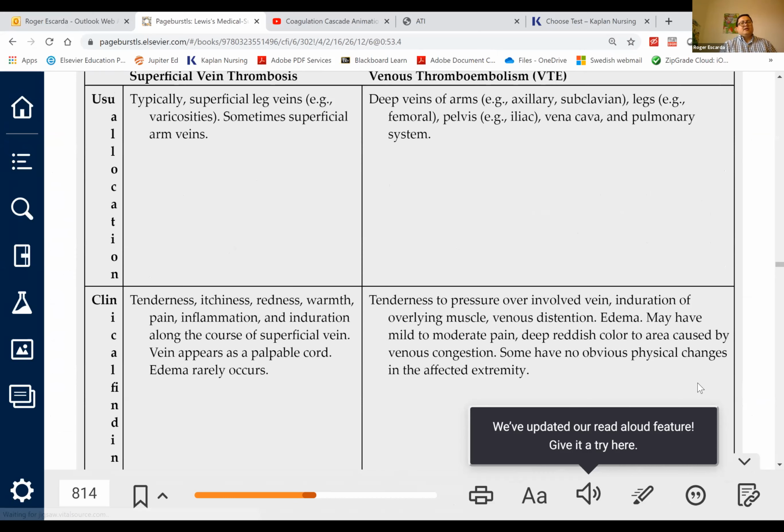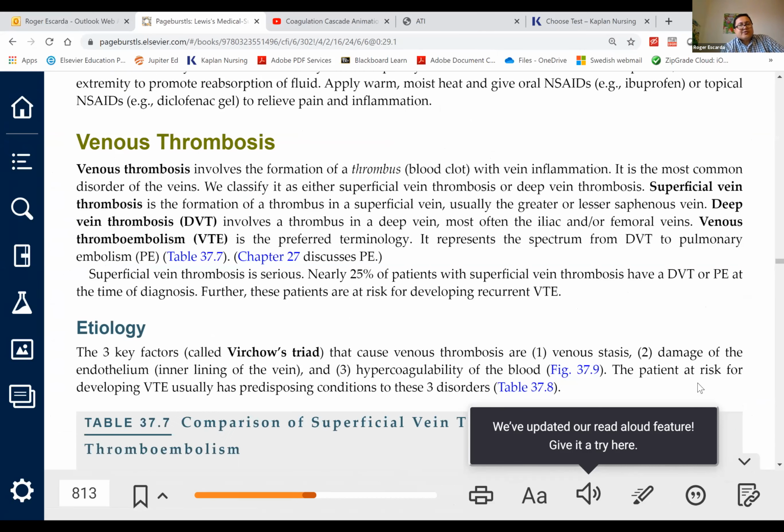All right. So who is at risk? The most important way to manage this is prevention. DVTs don't kill patients. It's really the consequence or the complication that results, usually the pulmonary embolism.